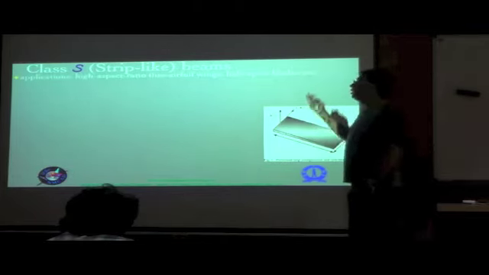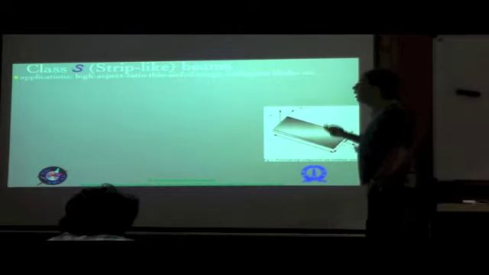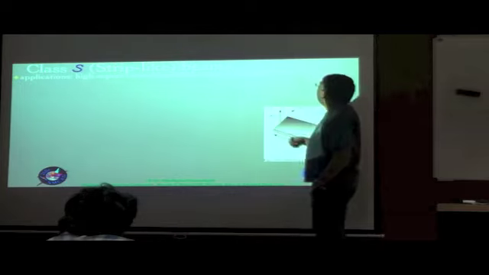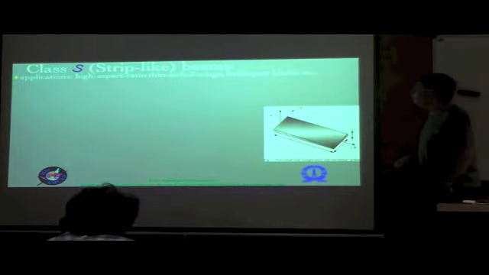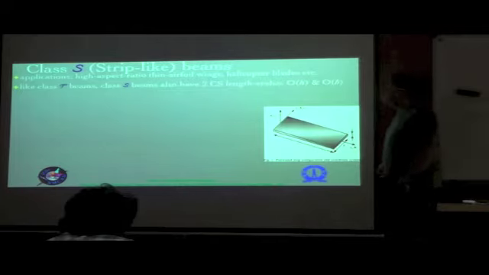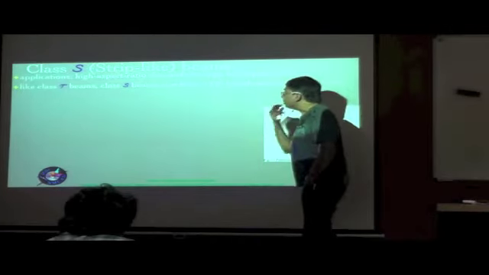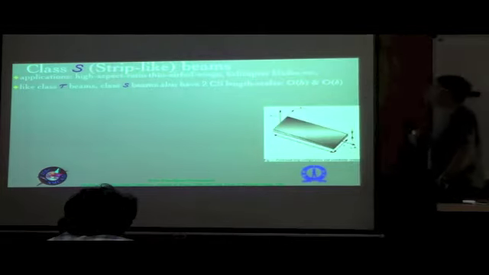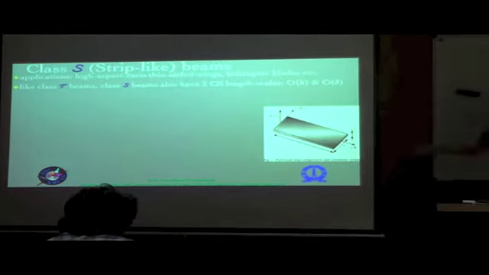So applications for strip-like beams would be high aspect ratio thin airfoil wings, okay, and helicopter blades, especially tail rotor blades, flex beams. Now, like class T beams, class S beams also have two different cross-sectional length scales. One is of order h and the other of order b, different from each other.